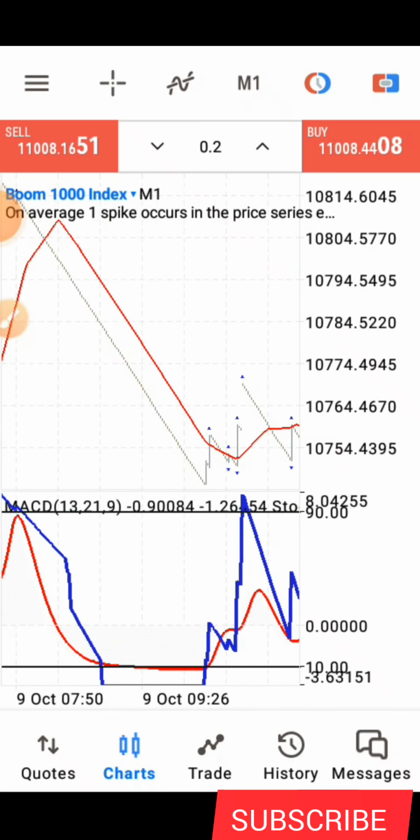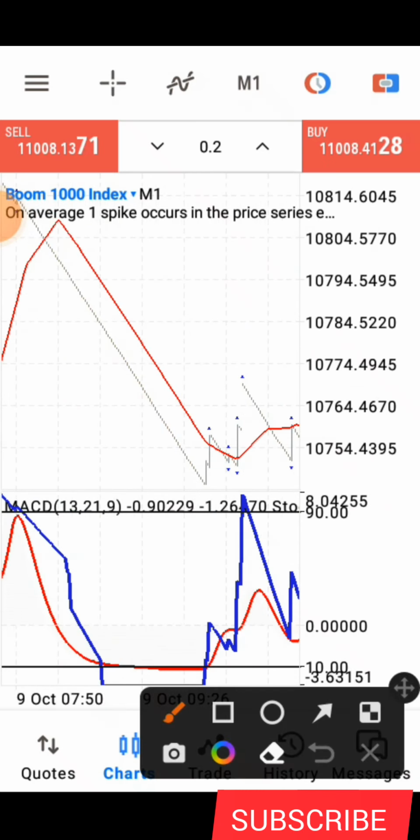Now you see that there is this small spike here, right? And then on the indicator window you see that it has crossed the MACD line, right? You have gone in here, and then the second spike came in, right? It didn't touch the overbought level yet, right? You're still going to hold.